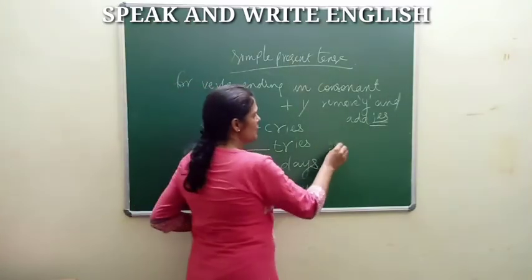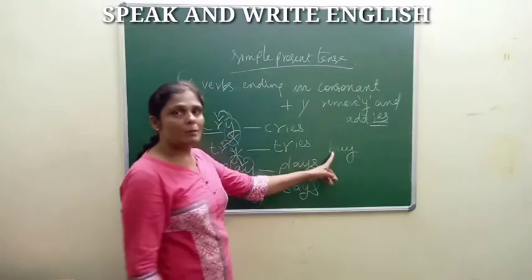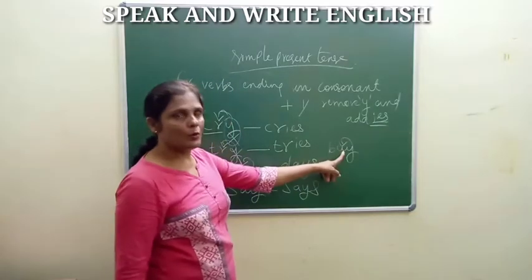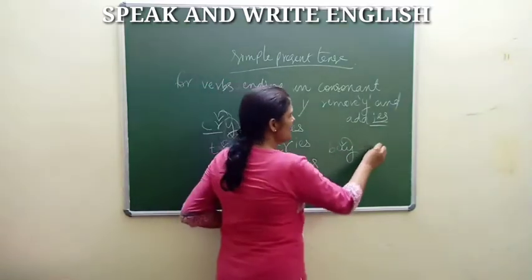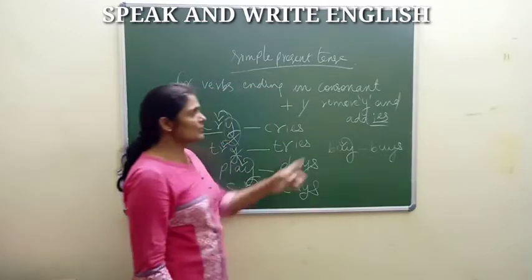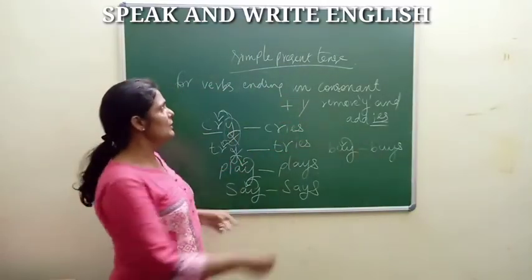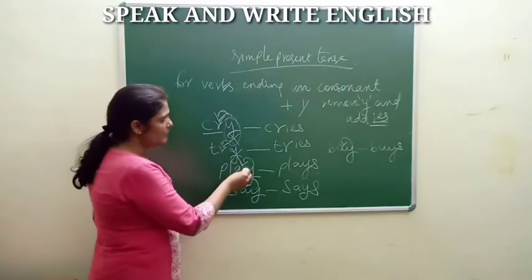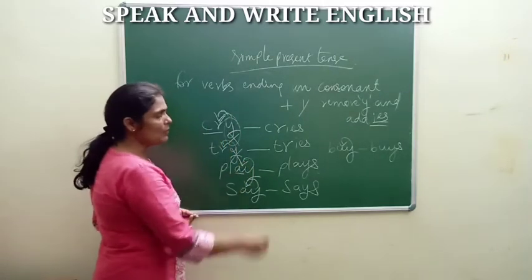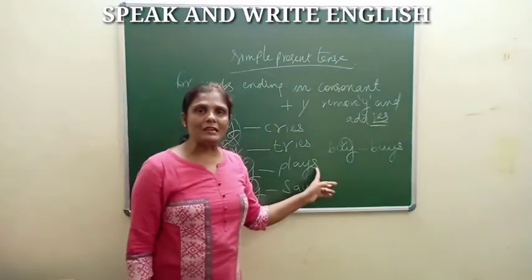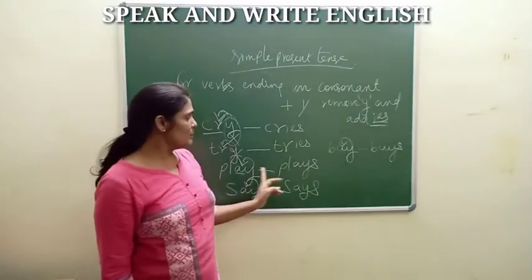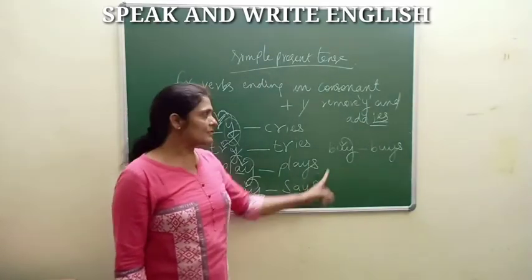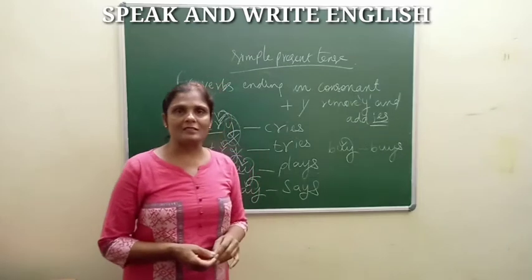If you take the verb buy, prior to this there is a vowel. So what do you do? B-U-Y-S. So this IES rule will be applicable only when before Y we have a consonant. But before Y, if we have a vowel, we simply need to make use of the letter S. So play becomes plays, say becomes says, buy becomes buys.